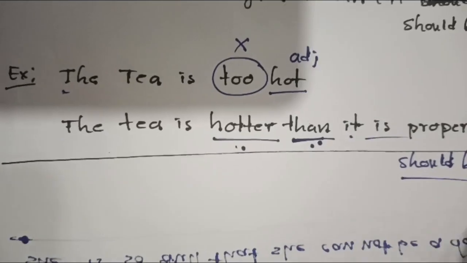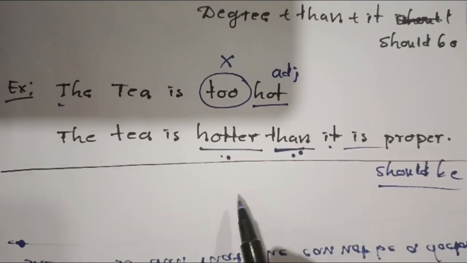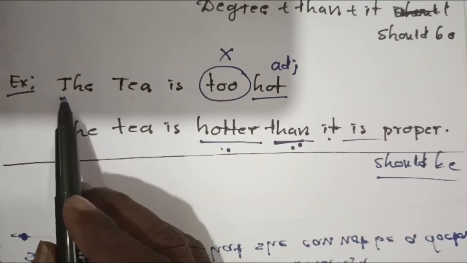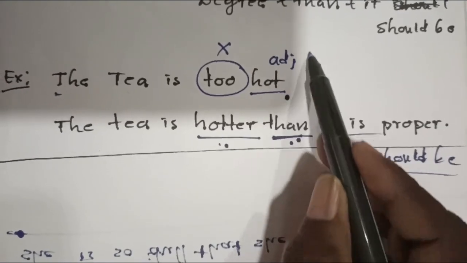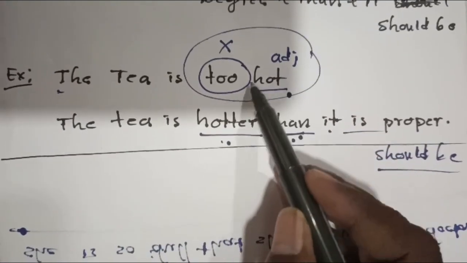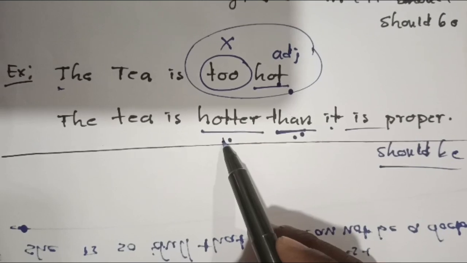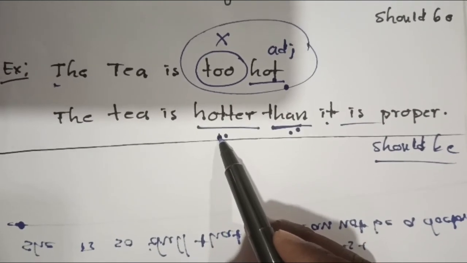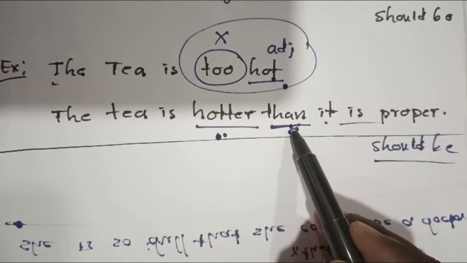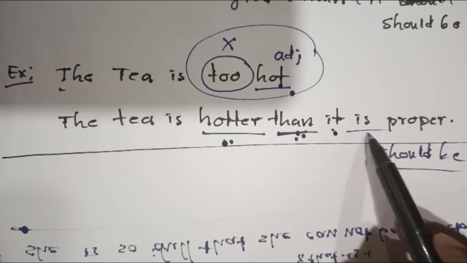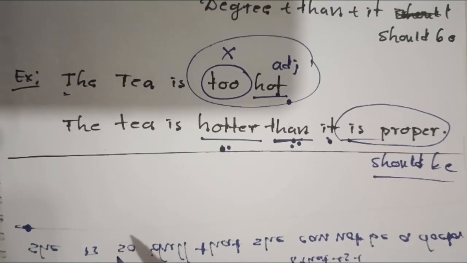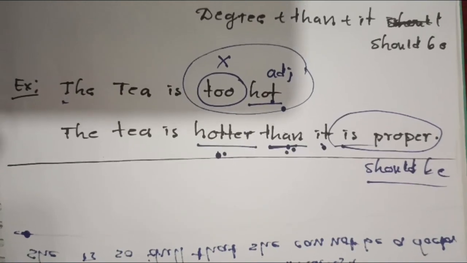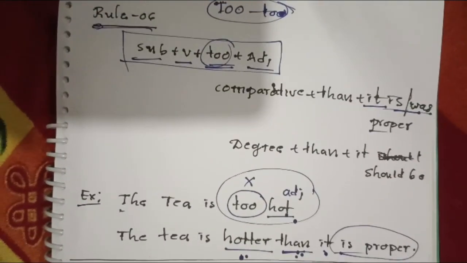This is the example. Try to write a few more examples yourself. The question: The tea is too hot. This is a different model. Whatever adjective is there, we convert into the comparative degree, immediately use 'than', then the subject after that, and then we use 'is proper'. This is the model for rule 6.